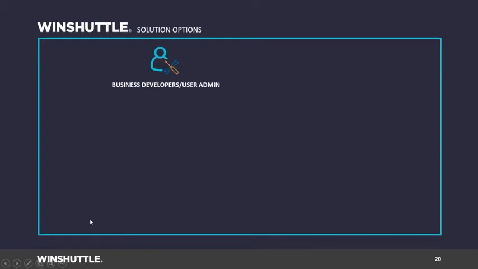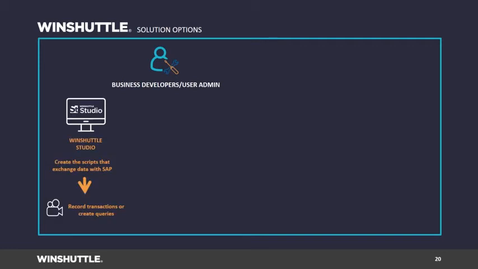So let's talk about our solution options first. As you saw with Jeanette, we've got basically two different kinds of users. We have business developers and the user administrator. This can be the same person, or sometimes it's separate. In my case, I was both. The business developer is the person who knows the T-code, who knows the data that goes into that T-code, and also knows the business process rules behind what's driving that data. So they use our tools to create the scripts and exchange with SAP. And as Jeanette said, you don't have to know code.